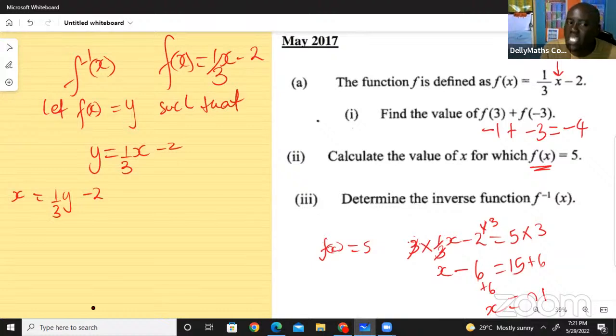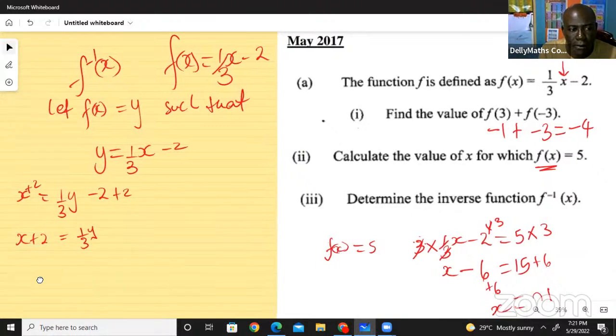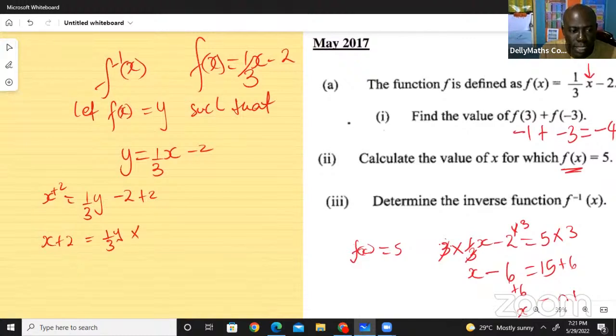And then now we want to transpose to make y the subject. So we're going to be adding 2 to both sides, as you could see. So we have x plus 2 is equal to 1/3 y. And then you could multiply both sides by the 3. So multiply everything by the 3 there. Put this in a bracket, times 3. So what we're going to get is actually 3x plus 6 is equal to y.